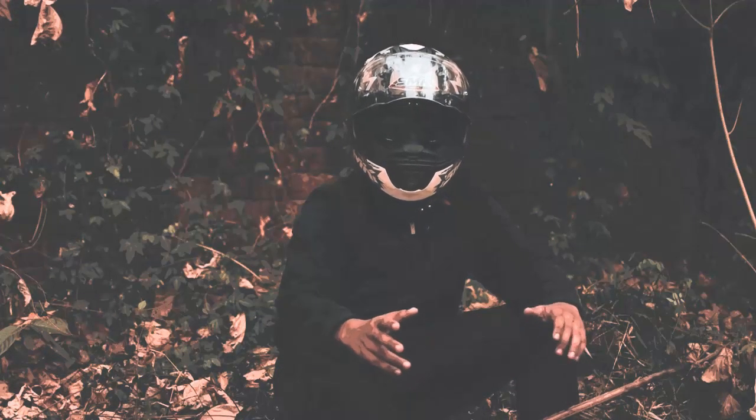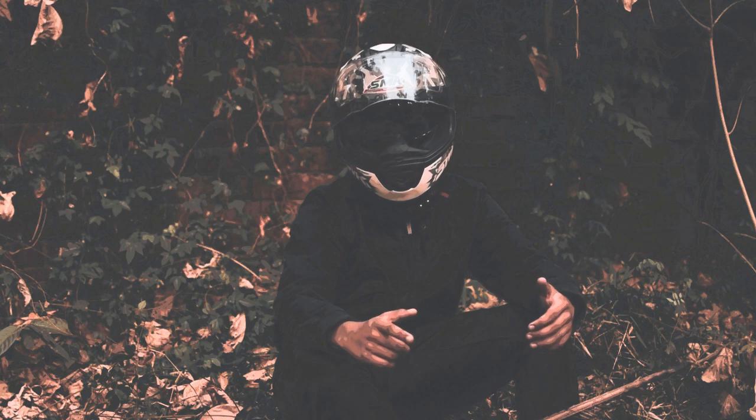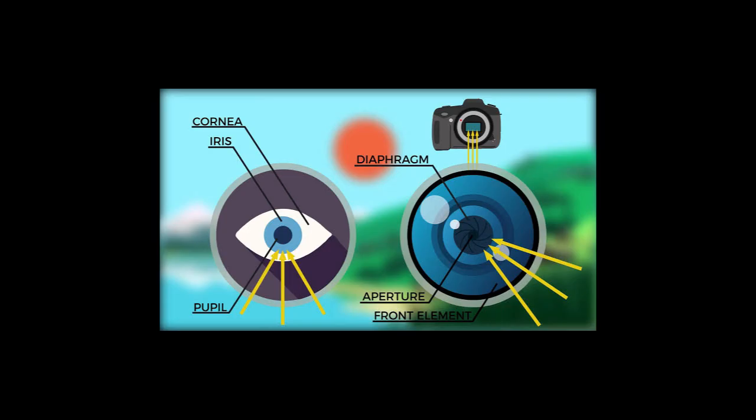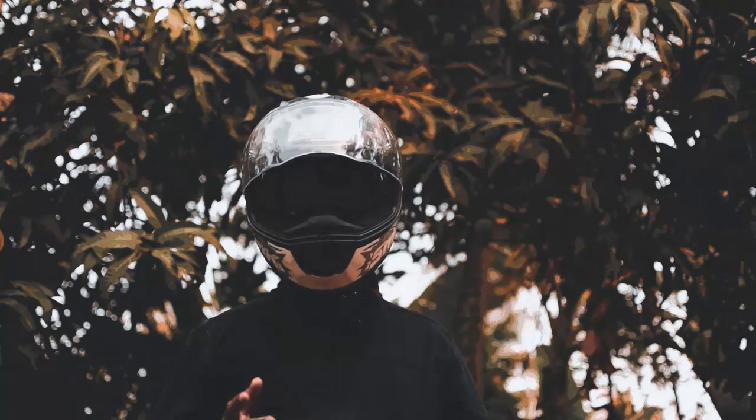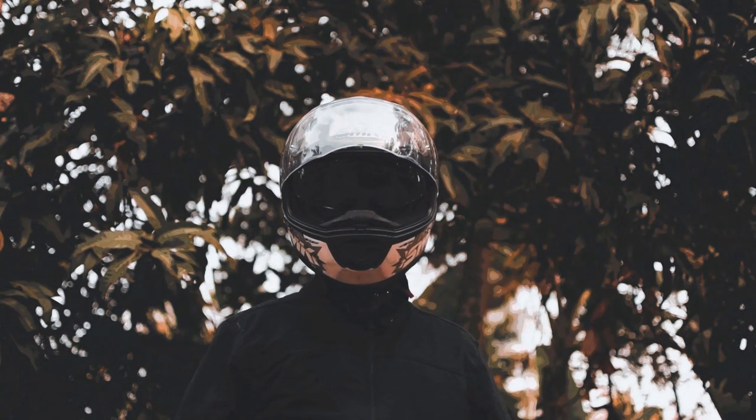It is an easy concept to understand if you just think about how your eyes work. As you move between bright and dark environments, the iris in your eyes either expands or shrinks, controlling the size of your pupil. In photography, the pupil of your lens is called aperture.